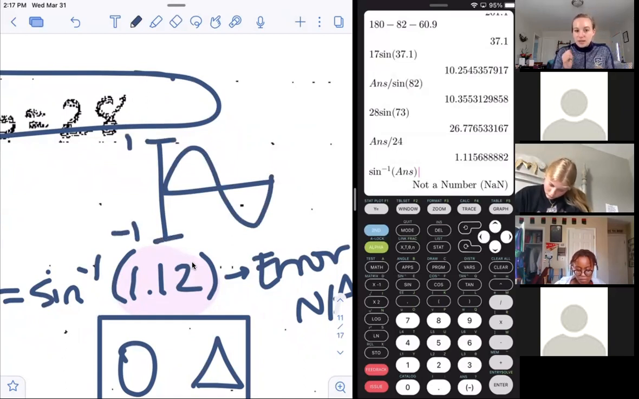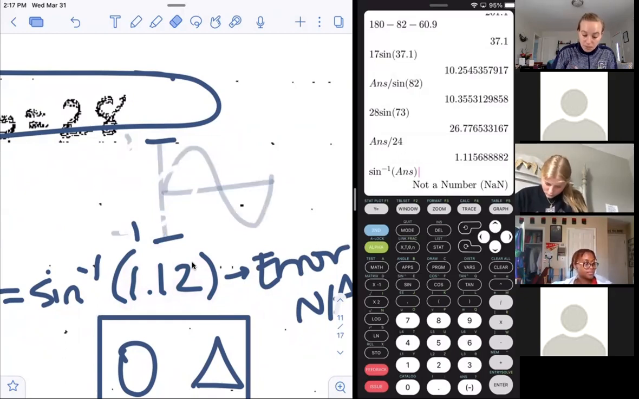So I actually was a little suspicious as soon as I got this 1 point something. That's bigger than my range for a normal sine curve. So I was suspicious, and then we got an error message, and I'm okay with that because there's no angle that's going to have a sine bigger than 1. That's not how this works.